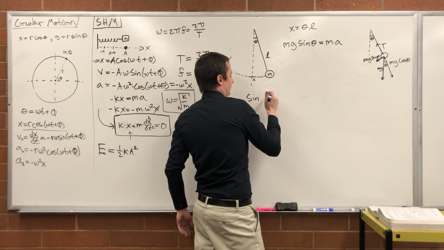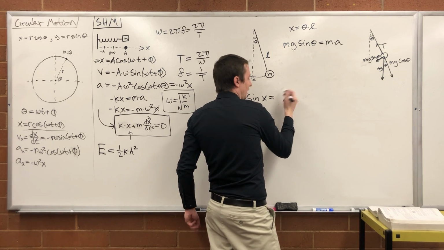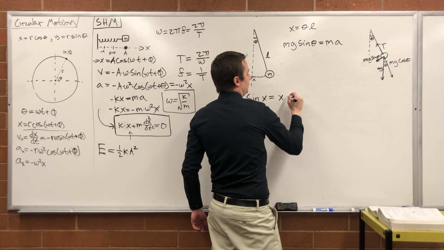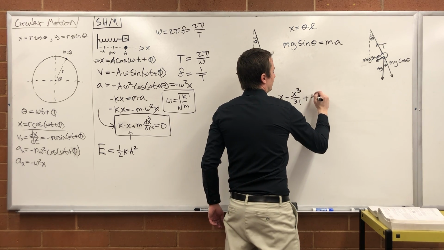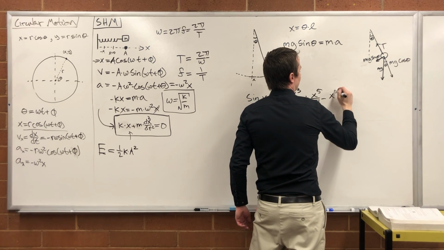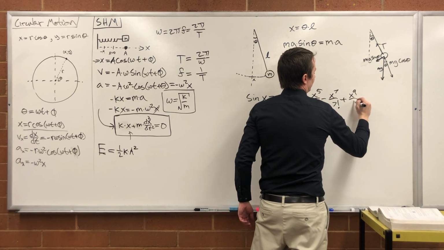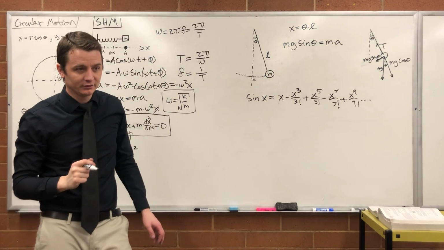Maybe I'll write sine of x, this is the way you usually see it. Sine of x is equal to, and it's going to be an infinite sum, but we can start writing out the terms so you can get a feel for it. It's going to be x minus x cubed over 3 factorial, plus x to the 5 over 5 factorial, minus x to the 7 over 7 factorial, plus x to the 9 over 9 factorial, and you see the pattern. Okay, that's what sine of x is.